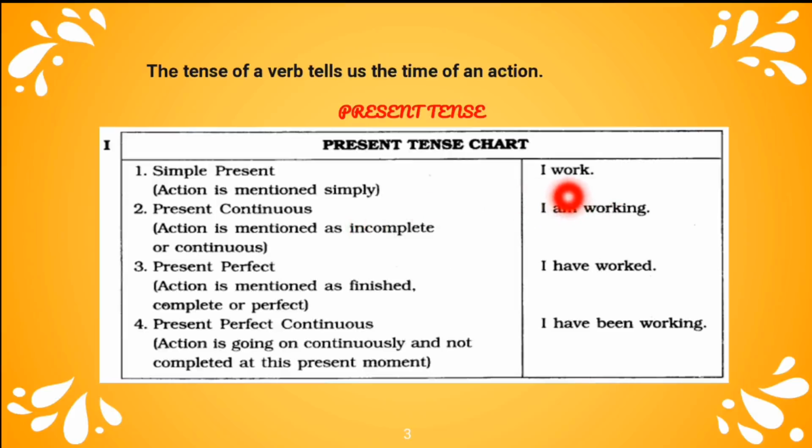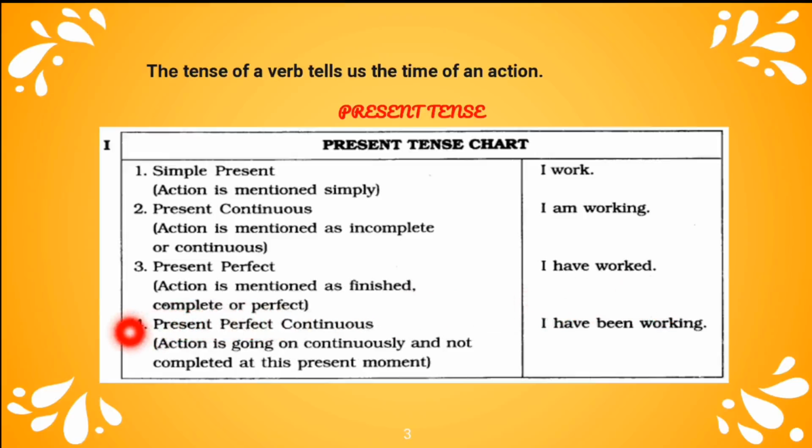Let's see what is there in present perfect. In present perfect, the action is mentioned as finished, complete, or perfect. For example, I have worked. Next one is present perfect continuous tense. This action is going on continuously, like the name signifies. Continuous means the action is continuously going on and not completed at this present moment. Example, I have been working.